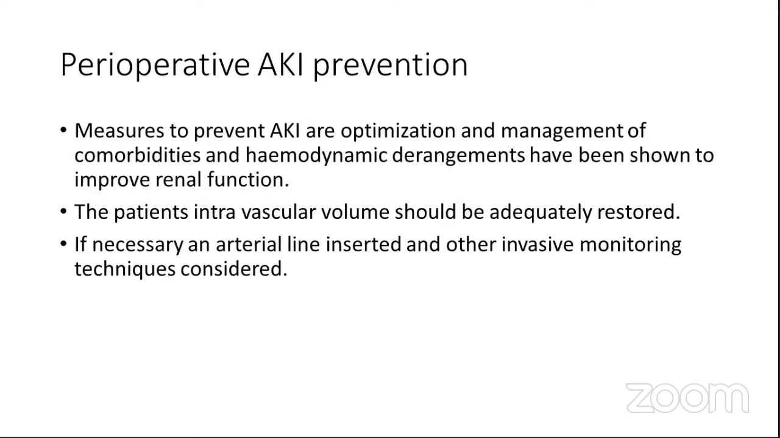Perioperative AKI prevention. Measures to prevent AKI, such as optimization and management of comorbidities and hemodynamic derangements, have been shown to improve renal function. The patient's intravascular volume should be adequately restored. If necessary, an arterial line is inserted and other invasive monitoring techniques considered.